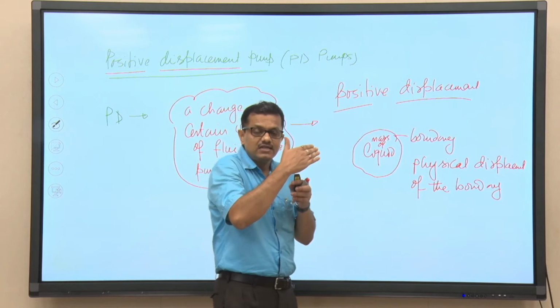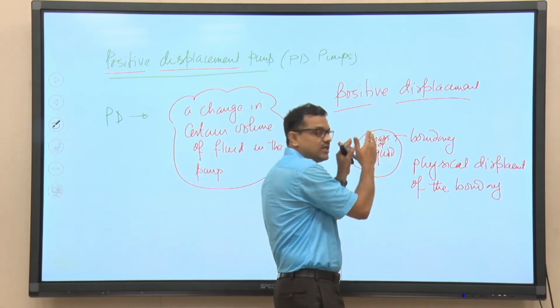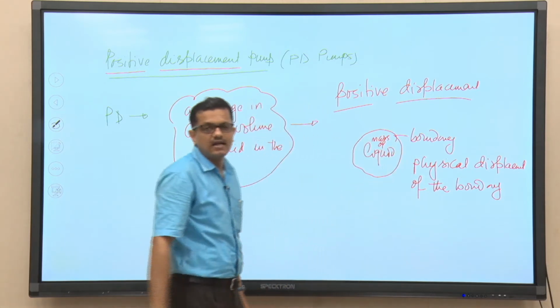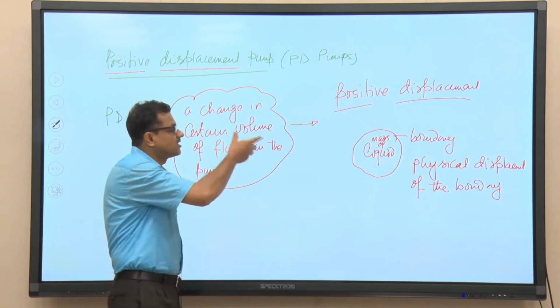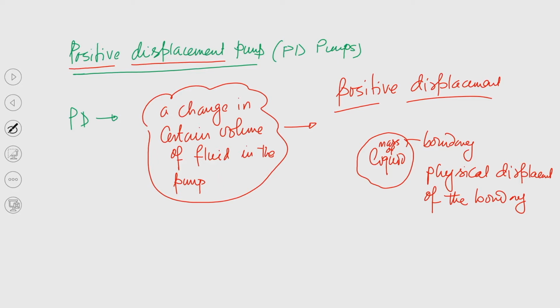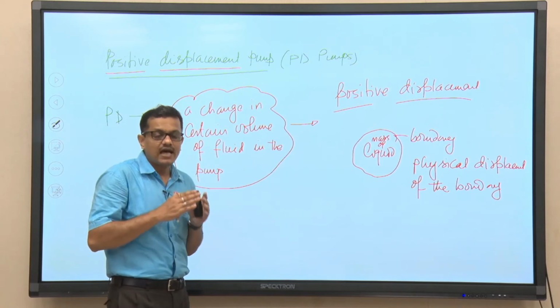So, we can distinctly demarcate the displacement of the physical boundary of the liquid mass from the pump itself as a control mass system, and that is why the words positive displacement are there. The words positive and displacement come from the fact that there is a physical displacement of the boundary of a certain amount of fluid mass that is inside the pump. And this is a control mass system.